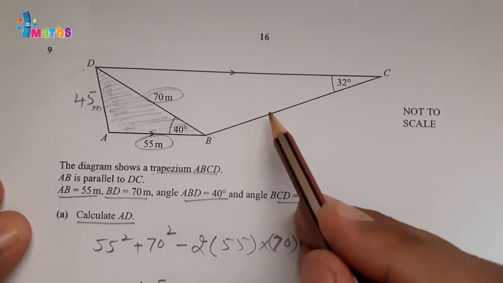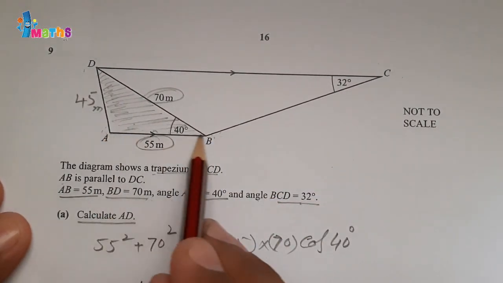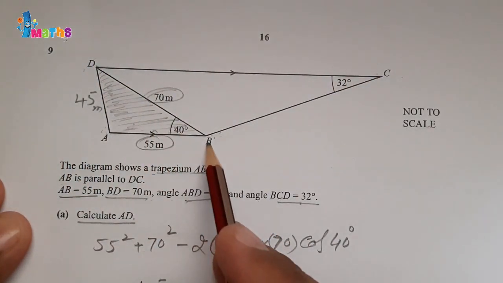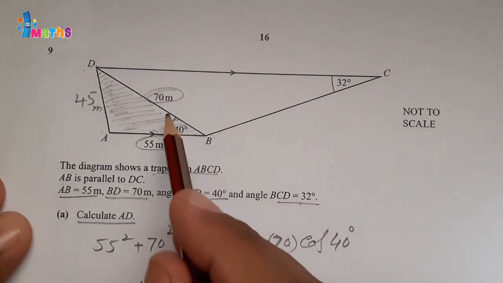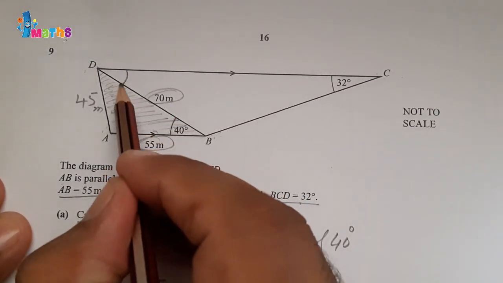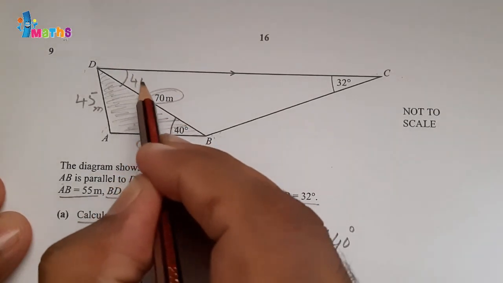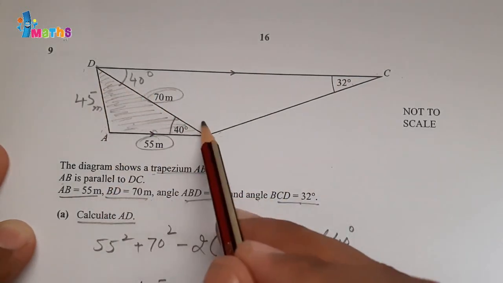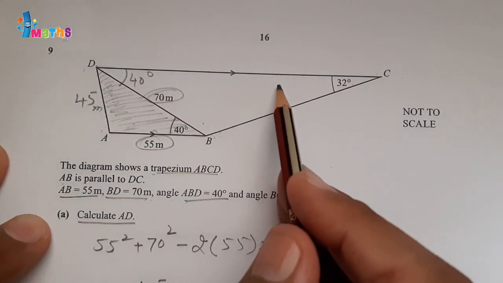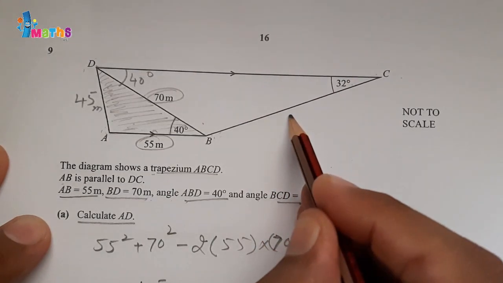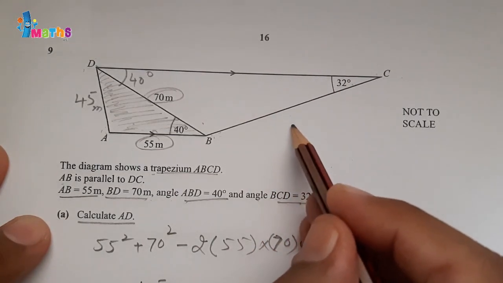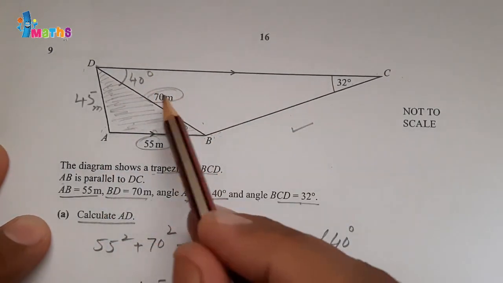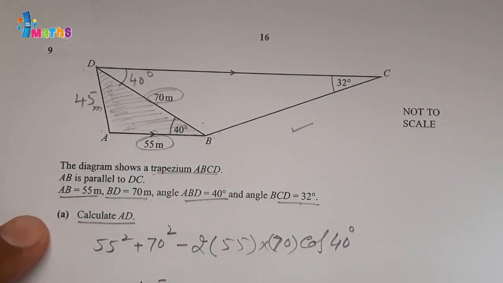For this one, we have to understand, see this one, AB is parallel to DC. So this is DB, which is a line intersecting these two parallel lines. Hence, this angle will be equal to this angle. So if this is 40, this will also be 40 degrees. Now, we have two angles and one side. So we can use the sine rule in this case. And we need this length. So this side we will be using, and which is BC. BC over sine 40 will be equal to 70 over sine 32.